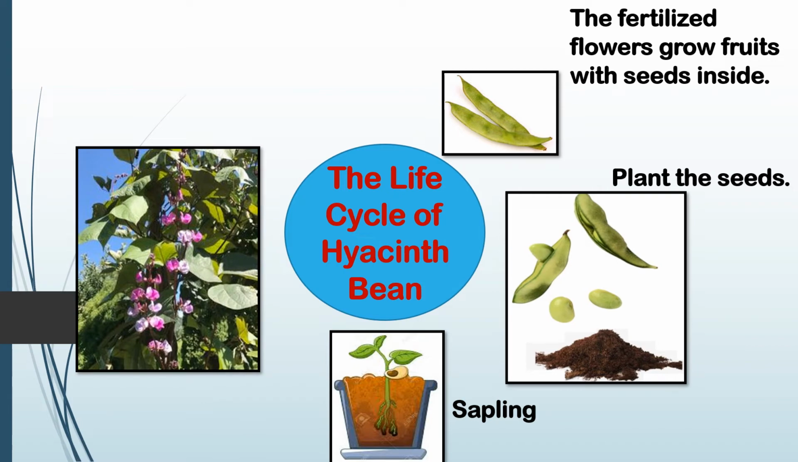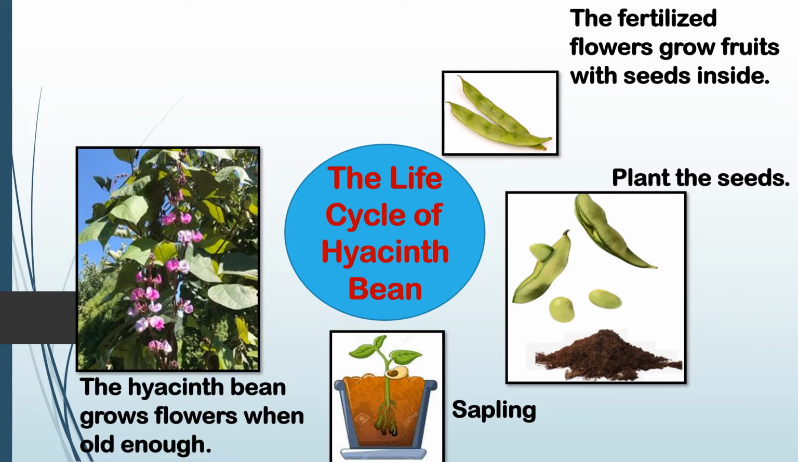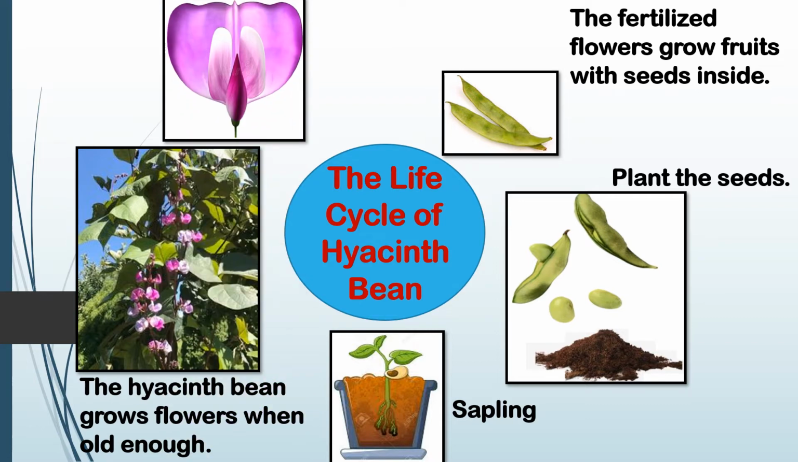These leaves are small. After a few months, the hyacinth bean grows flowers when old enough. This is the flower of the hyacinth bean. And then it continues its cycle from seed, sapling, have flowers, and then have seeds again. So that is the cycle of the hyacinth bean.